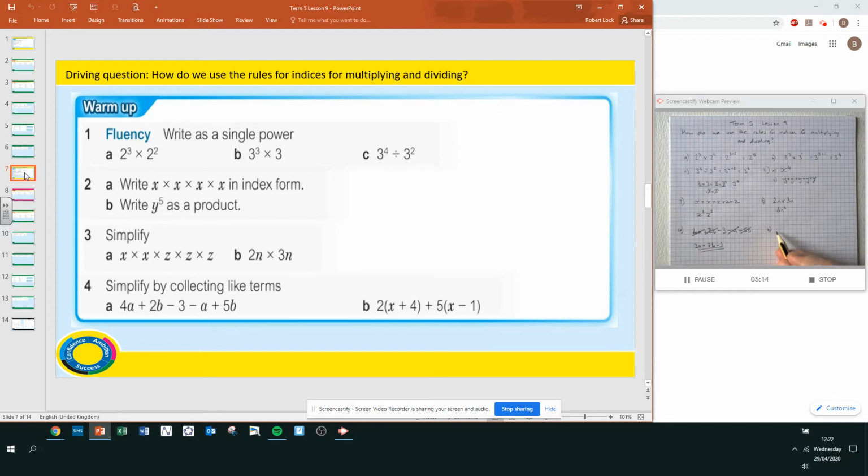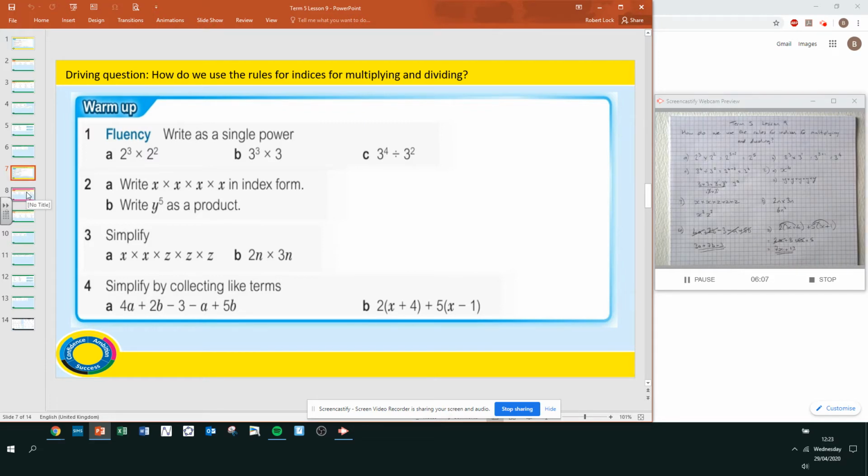B. 2 bracket x plus 4 bracket plus 5 bracket x plus 1 bracket. Brackets, we need to multiply out the brackets first. So 2 times x is 2x. 2 times plus 4 is plus 8. Plus 5 times x is plus 5x. 5 times plus 1 is plus 5. Now, we'll simplify through, collecting all like terms. 2x plus 5x is 7x. Plus 8 plus 5 is 13. Answer.